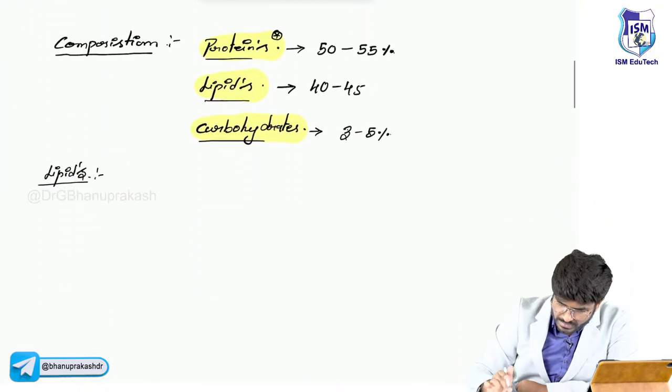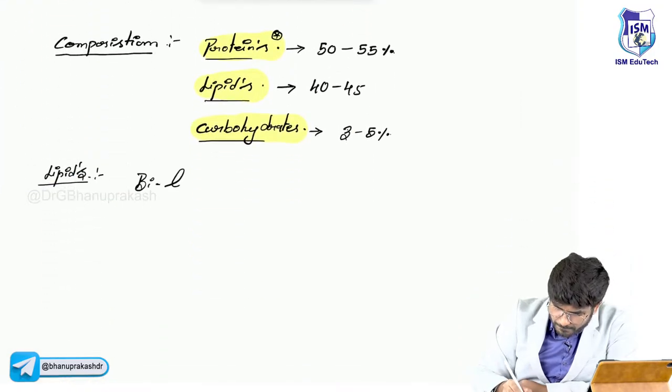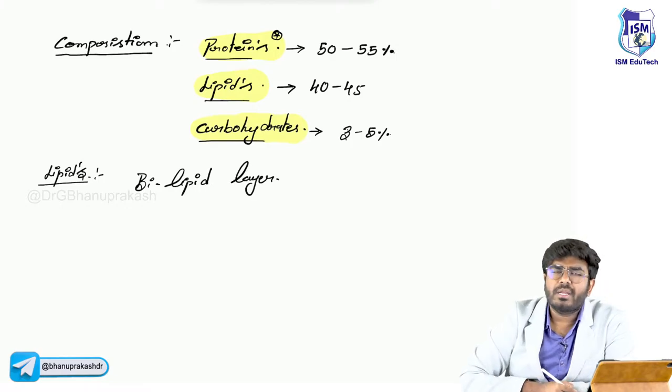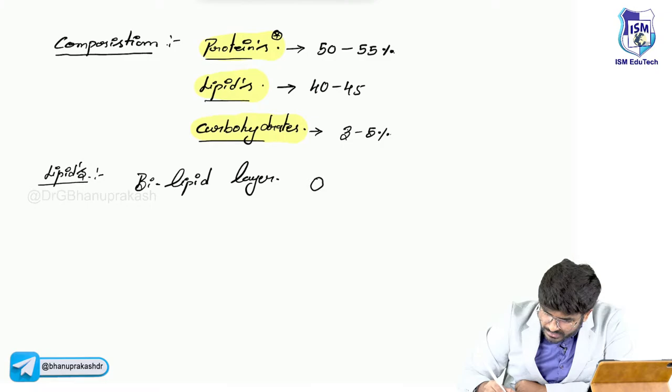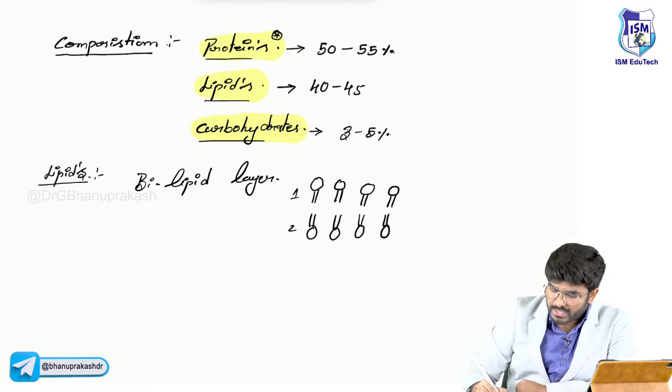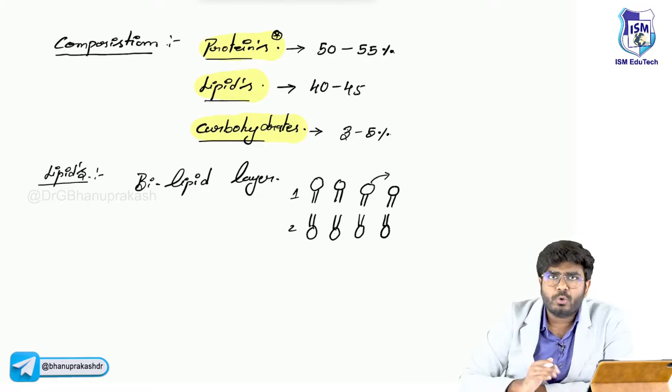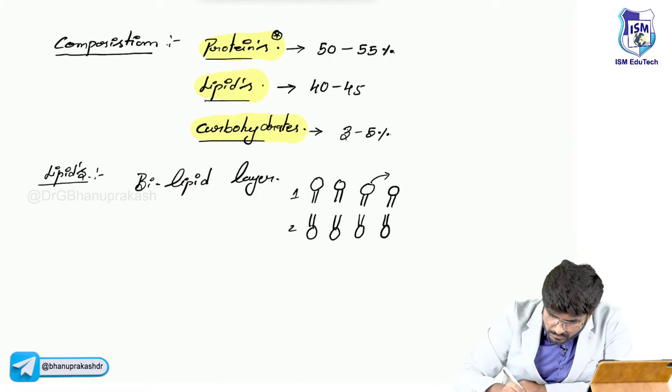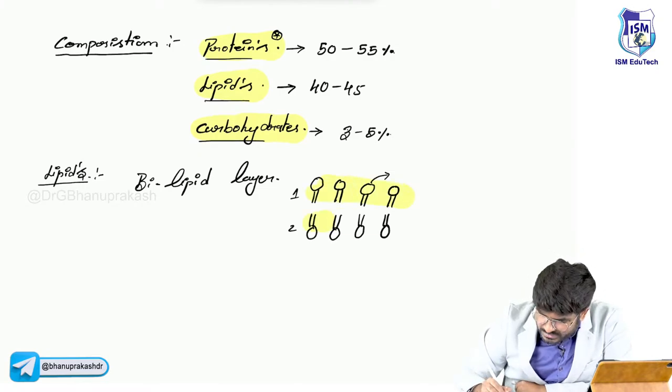So, let me write here. It's a bilipid layer. Now, for your simple understanding, let me show you. Sir, these are the lipids. This is the first layer, this is the second layer. The lipids are arranged like this. See, this is the first layer of lipids, and this is the second layer of lipids.